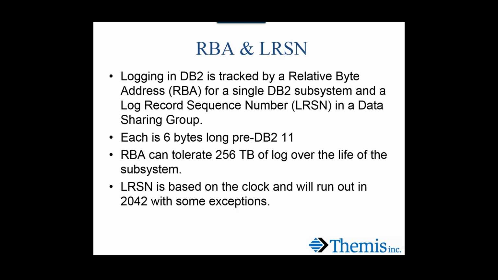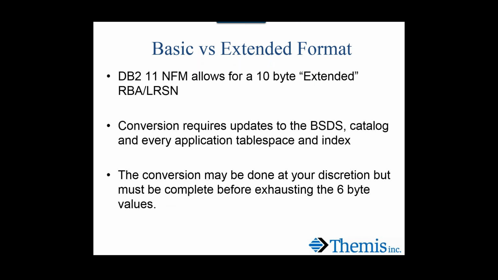The problem is that these things are everywhere. There are 6-byte RBAs littered throughout your entire DB2 subsystem under the covers, so a lot has to be addressed under the covers for this to become effective. So version 11 allows for the 10-byte RBA LRSN. Conversion requires updates to your bootstrap, to your catalog, and then every application table space and index.